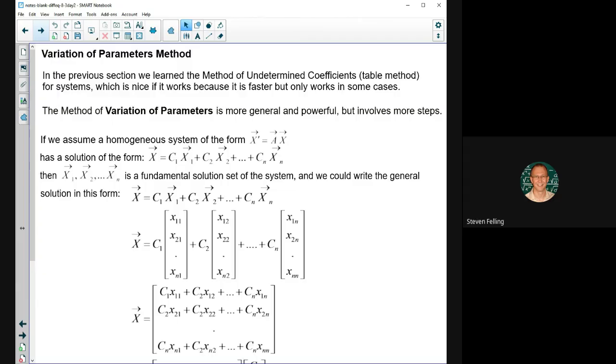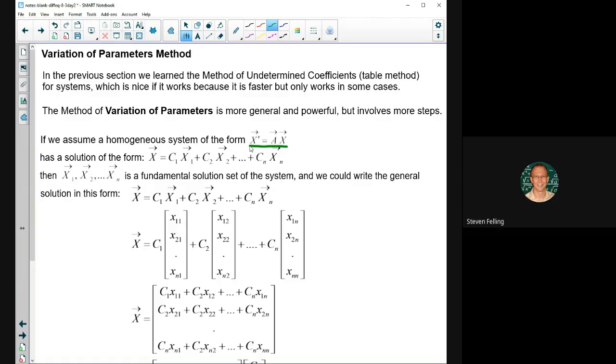This method is called the variation of parameters. Here's the way it's set up. If we assume a homogeneous system, first of all, of the form x prime equals Ax, and it has a solution of the form c1 times the first solution plus c2 times the second, and so on, then we know that the parts that make that homogeneous solution up, those solutions, form a fundamental solution set.